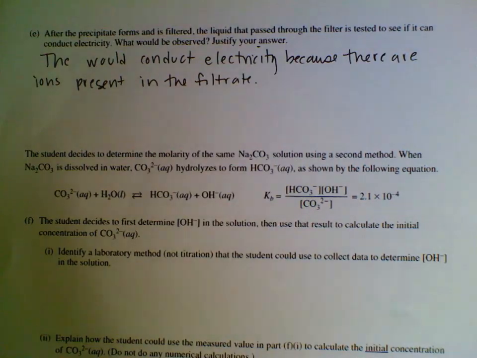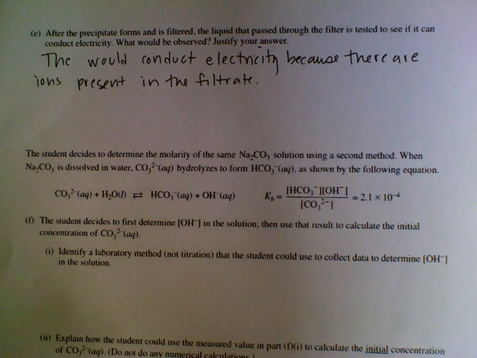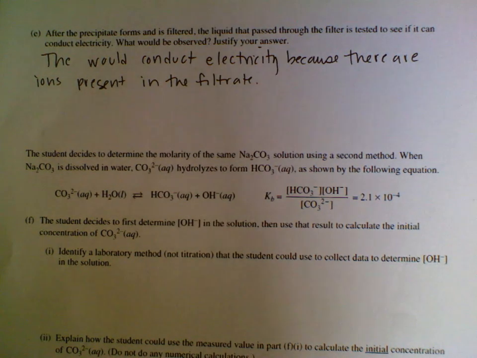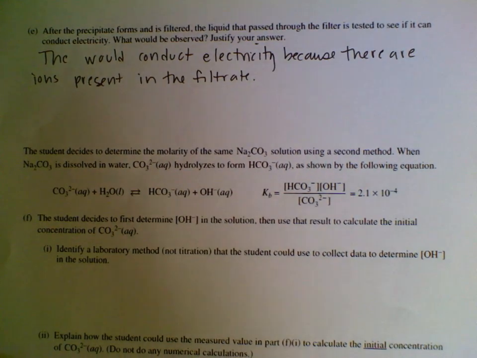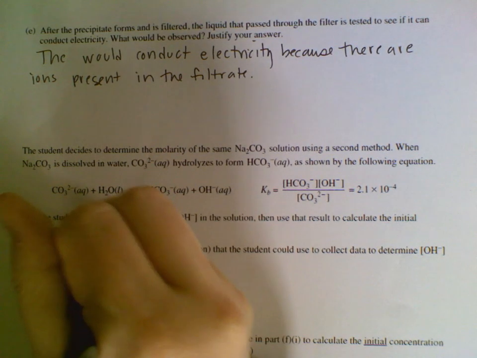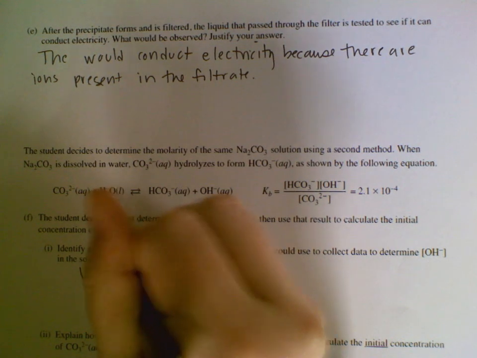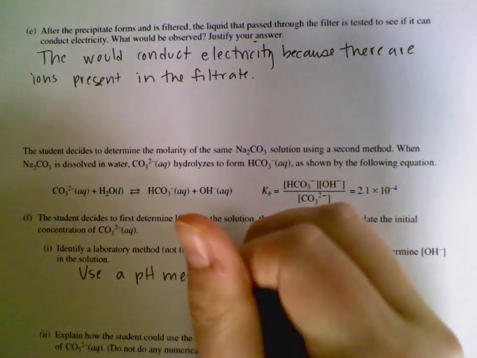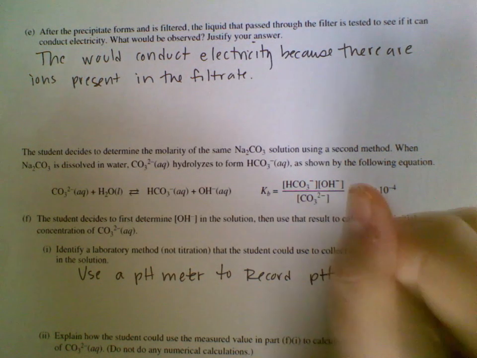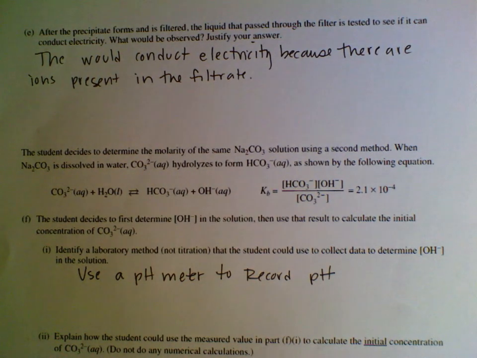In my mind, the easiest thing to do would just be to use a pH meter to record pH and then calculate pOH and then get your OH- concentration. So the lab method, they don't say explain it, they just say to identify a lab method. So I would say use a pH meter to record pH. And that's all you're asked to do. It doesn't ask why, it just says find a method.